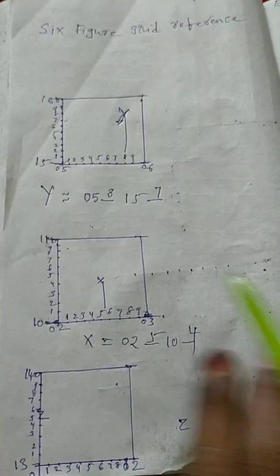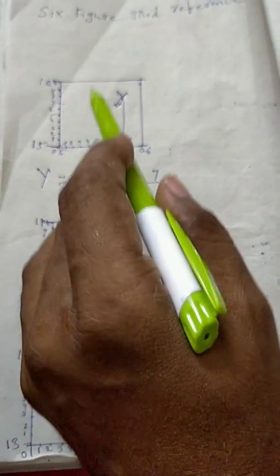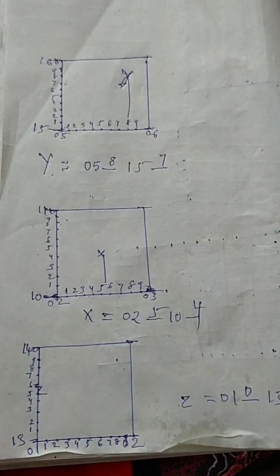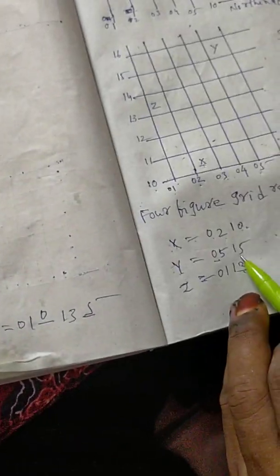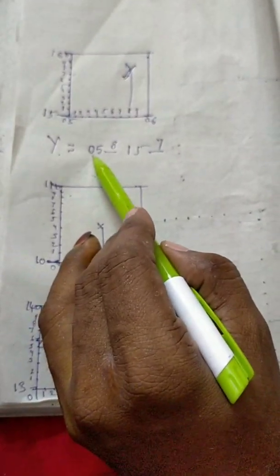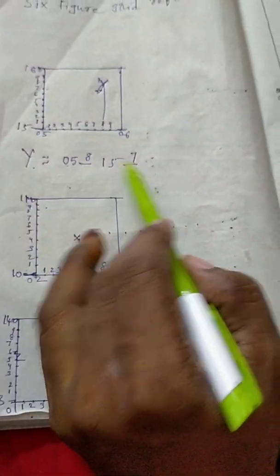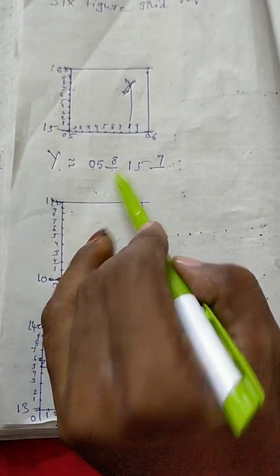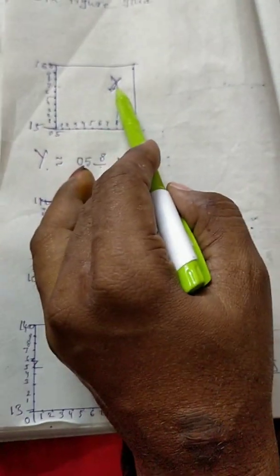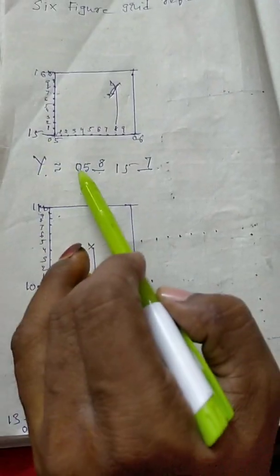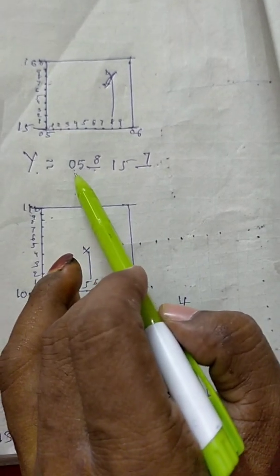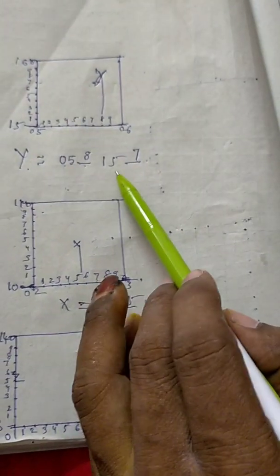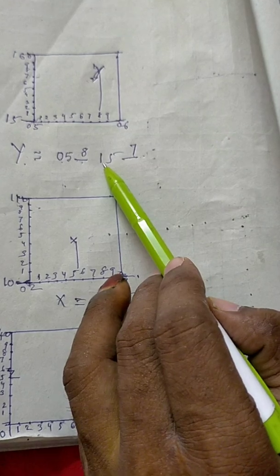Now see, 6-figure grid reference of this is the y, not x, y. Here is y equal to, what did we discuss? The location of 4-figure y? 05, 15. First 05 dash 15 dash. This is third figure, this is the 6th figure. How to get third figure? Now see, this is the y. First we should write eastings 05 as it is, dash 15, that is northings, dash.